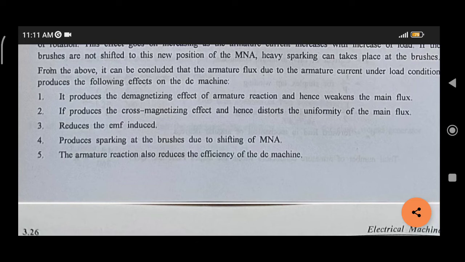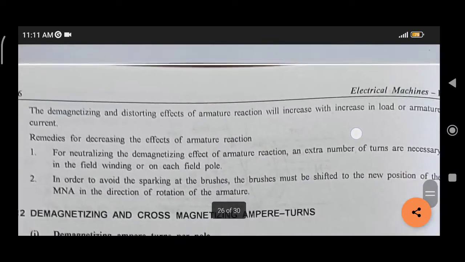It produces a demagnetizing effect of the armature reaction, and hence weakens the main flux. It produces a cross magnetizing effect, and hence distorts the uniformity of the main flux. Also it reduces the induced EMF and produces sparking at the brushes due to the shifting of the MNA. The armature reaction also reduces the efficiency.